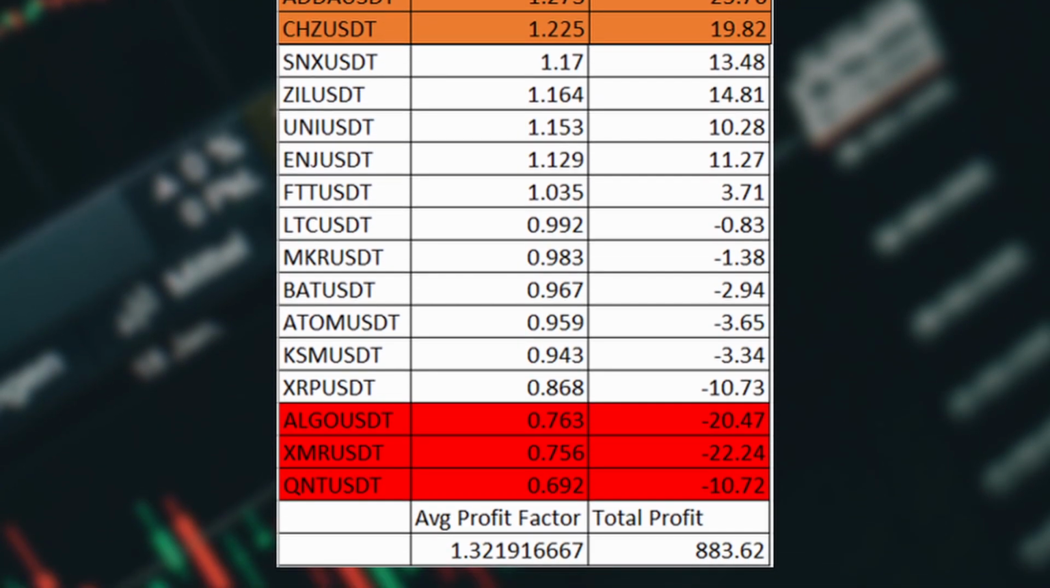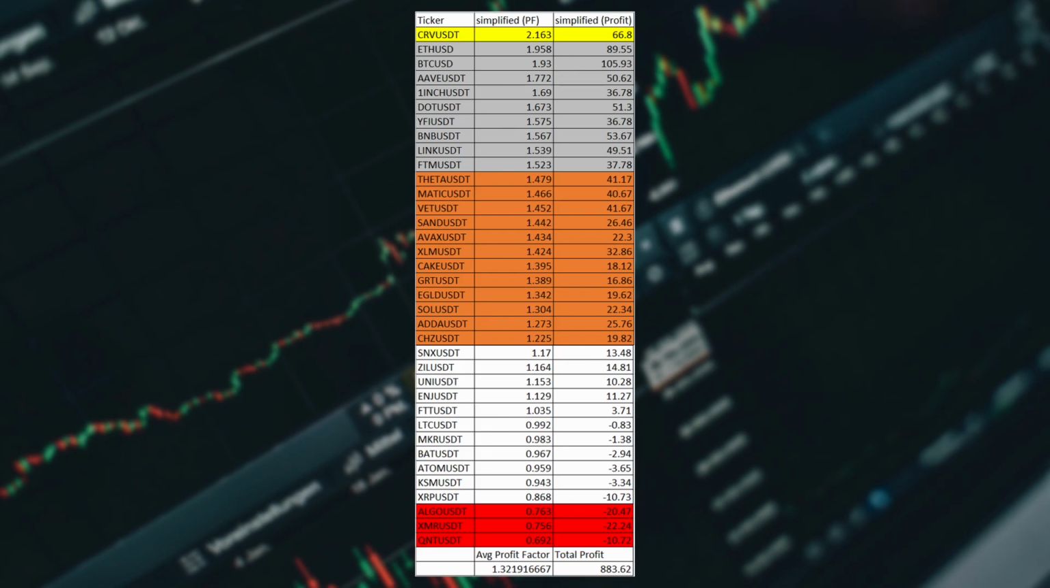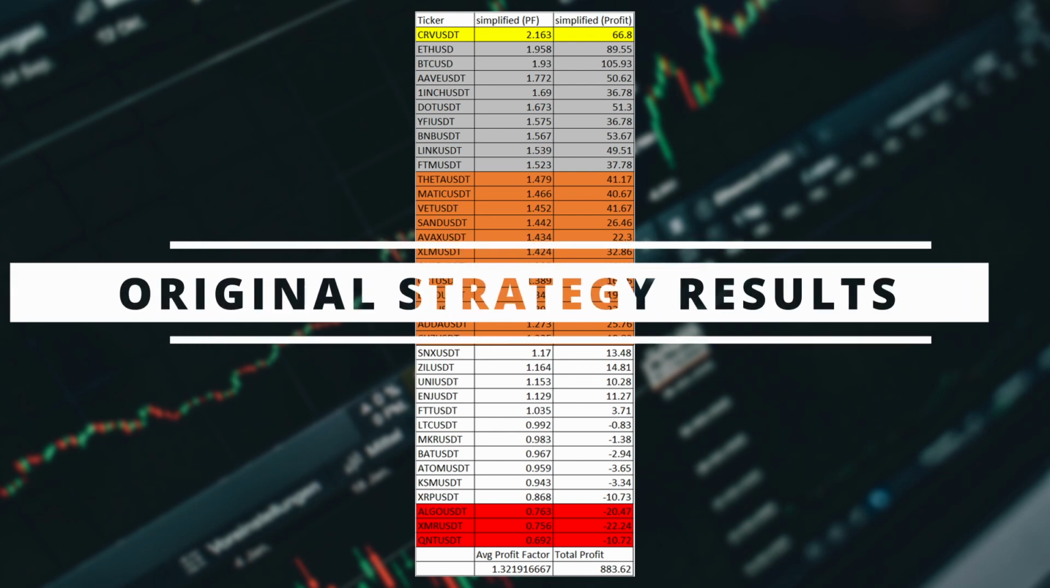On the bottom, you can see the most important values, which are the average profit factor and the total net profit. With this simplified strategy, the average profit factor was 1.32 and the total net profit is 883%. As I mentioned earlier, these are the results for the simplified strategy. So now, let me show you the results for the original strategy and compare it with the simplified version.